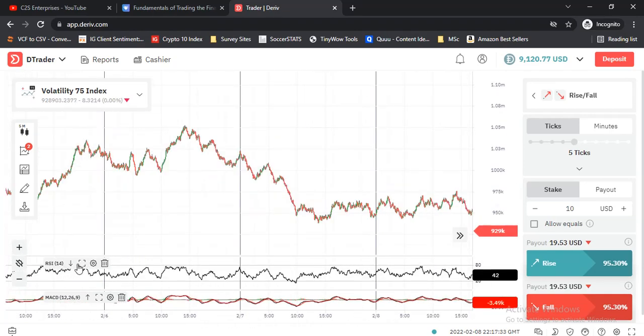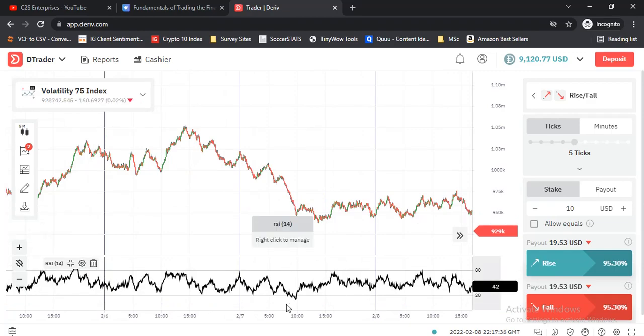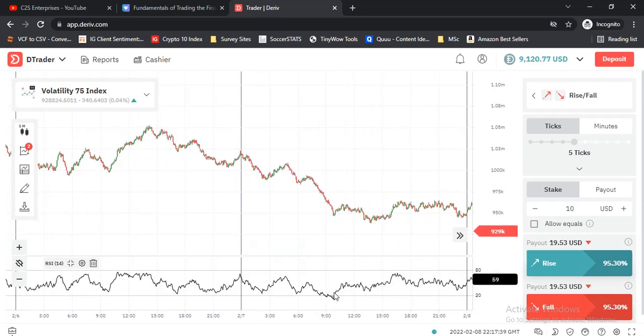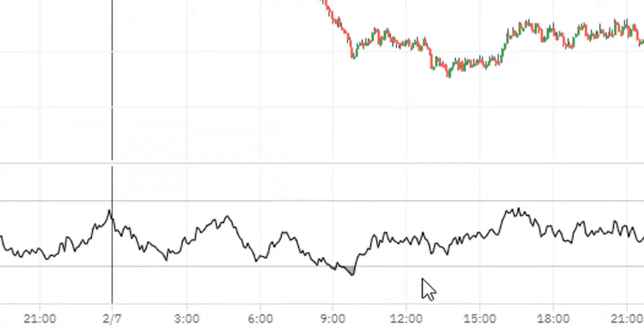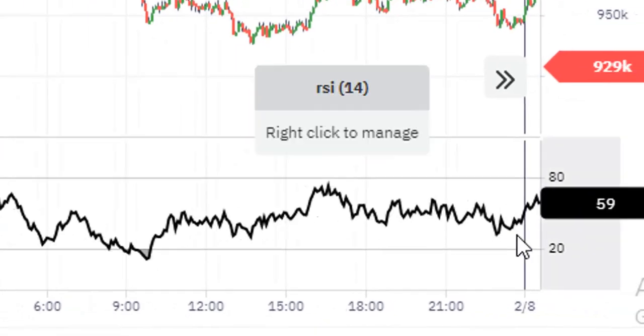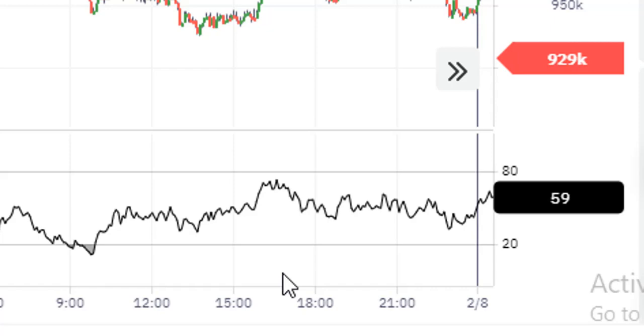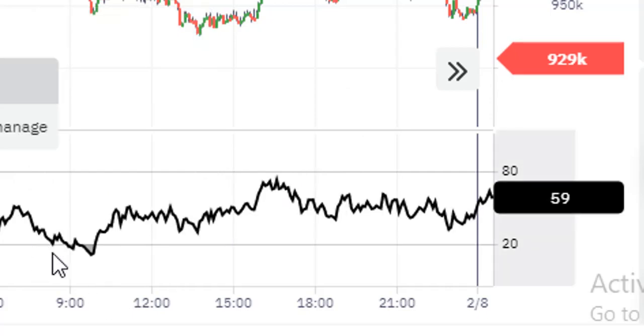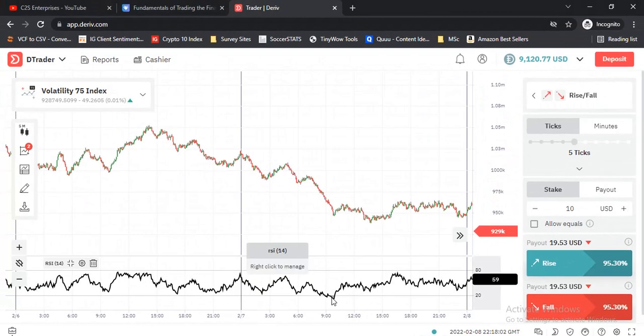Now I'll start with the relative strength index. Whenever we have the RSI moving in the lower zone, which is the oversold zone, at 20 and below, and then we have the upper part, which is the overbought zone. I'm going to start with the oversold. When we have the RSI at the oversold zone trying to go up, that signals an uptrend, and we want to leverage that. So that's for the relative strength index.